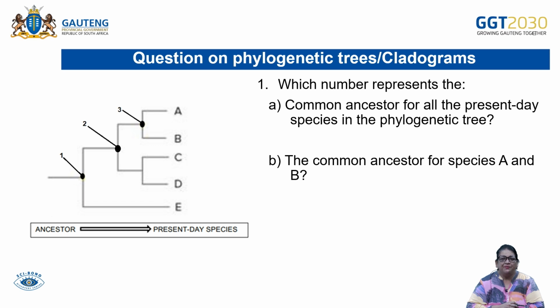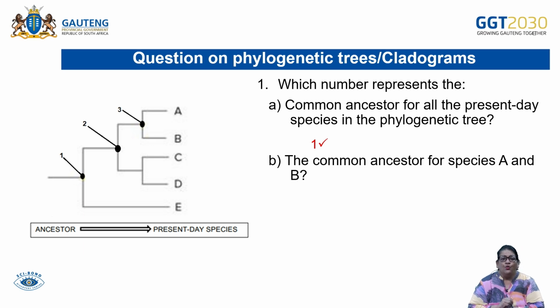Which number represents the common ancestor for all the present day species in the phylogenetic tree? Now you have numbers 1, 2, and 3. What do those numbers represent, learners? They will represent the common ancestor. You can see which number represents the common ancestor for all A, B, C, D, and E, that's the present day species. It's going to be 1, isn't it? Because that 1 is giving rise to all the others.